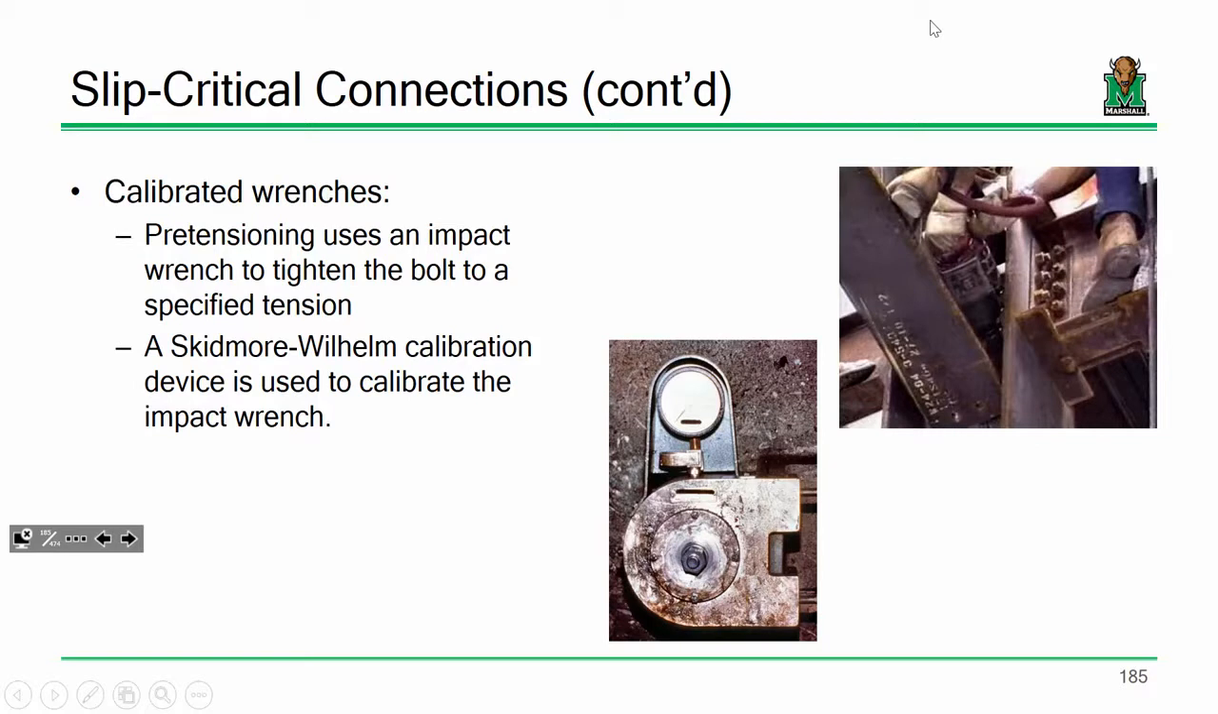So you say, okay, I'm going to be installing 3/4 inch diameter bolts all day. You use the wrench on that machine, and that machine is basically reading like a bathroom scale, and it will tell you when to stop based on a prescribed torque to reach that given tension. That's basically it. It's pretty straightforward.